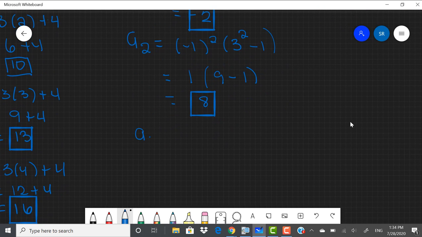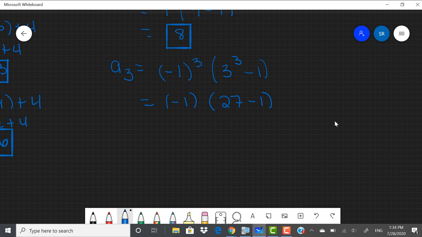And then I'm going to do the third term. So negative 1 to the third power times 3 to the third power minus 1. We have an odd exponent, so that means this is going to be negative 1. Negative times negative is a positive, and then a positive times the last negative would be negative. 3 cubed is 3 times 3 times 3, of course, is 27. So 27 minus 1 times negative 1. So negative 1 times 26, or negative 26 here.